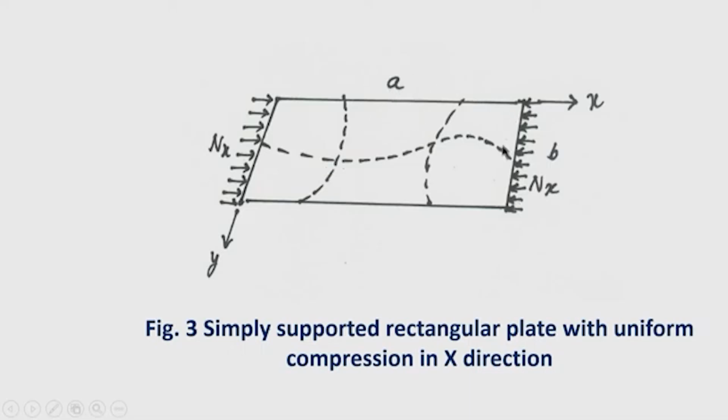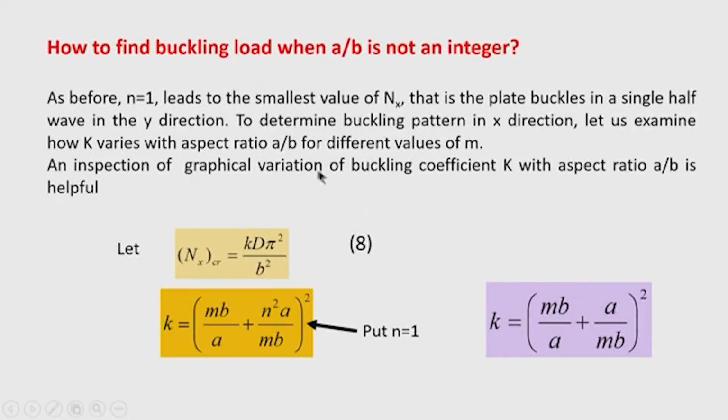If this is an integer, then we can get, suppose a is equal to 4 meter and b is equal to 2 meter. In that case, two half waves are formed, but this is not always true. So, let us see what we can do. Okay. So, how to find the buckling load when a by b is not an integer. Okay. So, as before, n is equal to 1 leads to the smallest value of Nx, that is, the plate buckles in a single half wave in the y direction, that is sure.